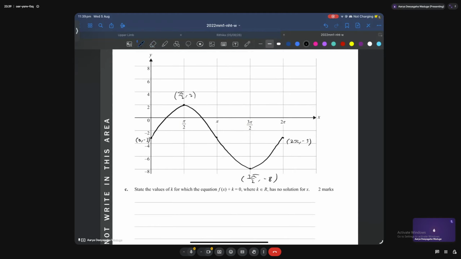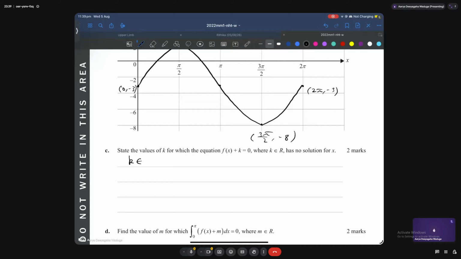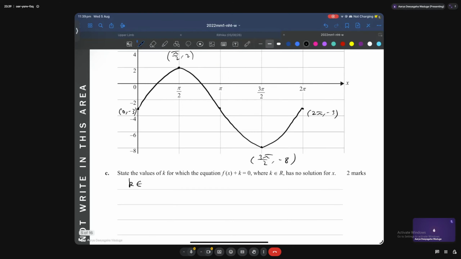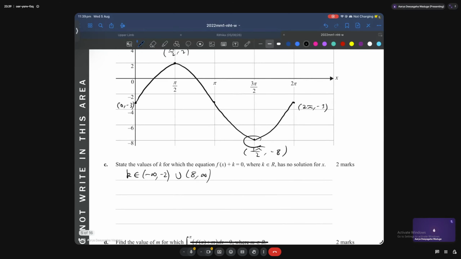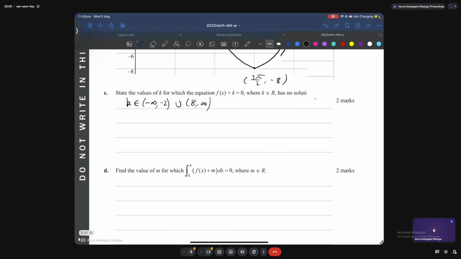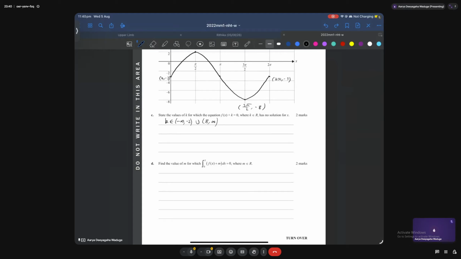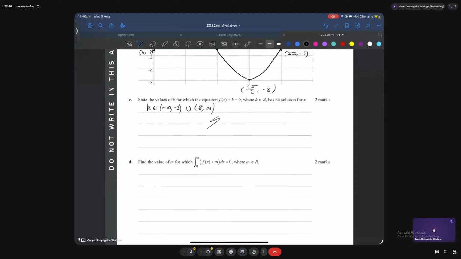So we can easily say that k is an element of negative infinity to negative 2, not inclusive, and from 8 to infinity. And we know we don't include those because if we did include these points, then they would be on the x axis, which will directly give you an x-intercept. So that's a no-go for us. So that's pretty much that.